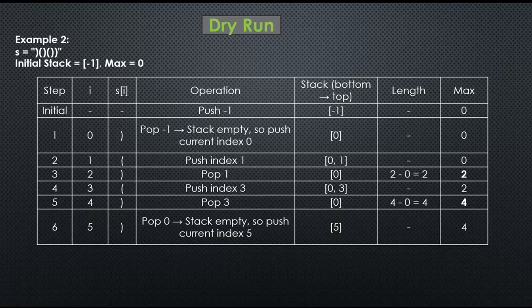Step number 4, the input is open parenthesis. If it is open parenthesis, I should push the index 3. So stack becomes 0, 3. Max is still 2. Step number 5, it is close parenthesis. I should pop the topmost element. So the stack becomes 0. Find out length: current index 4 minus topmost element 0. 4 minus 0 becomes 4. Max is updated as 4.